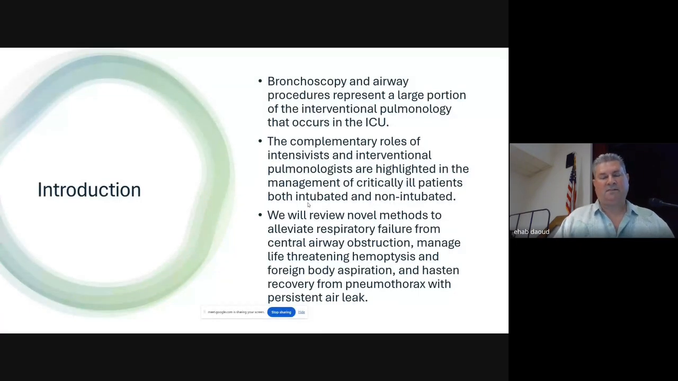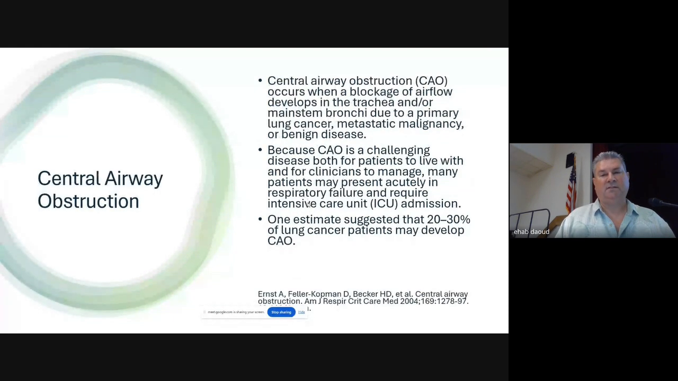I'll run through the slides a little quickly, but I'm not going to read them to you. I'm going to kind of summarize each one. So we'll start off with central airway obstruction. And this is primarily in the central airways where the trachea or the right or left mainstem bronchus are occluded by something, often tumor, but can be blood clot, can be foreign body.